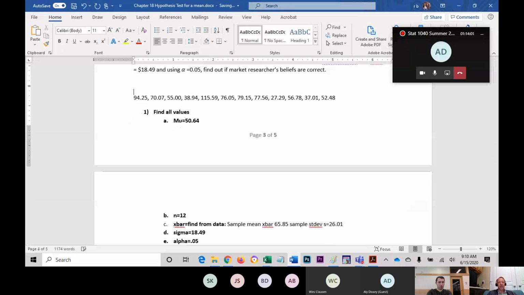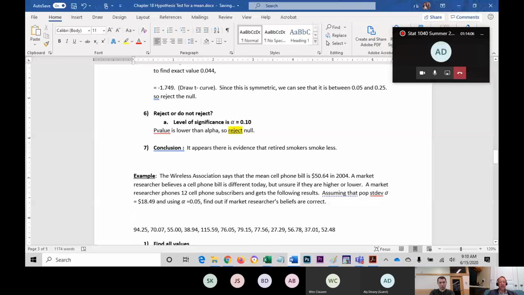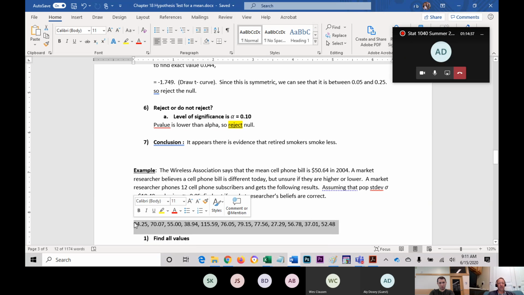Oh, this one's good. Let me back up a second. Wireless Association says the mean cell phone bill is $50.64. A market researcher believes the cell phone bill is different today, but is unsure if it's higher or lower. The market researcher uses 12 cell phone subscribers and gets the following results. Assuming the population standard deviation is sigma equals $18 and alpha is 0.05, find out if the market researcher's beliefs are correct. So this time we just gave you raw data, okay?